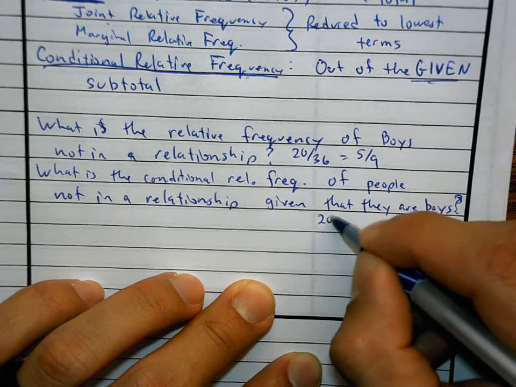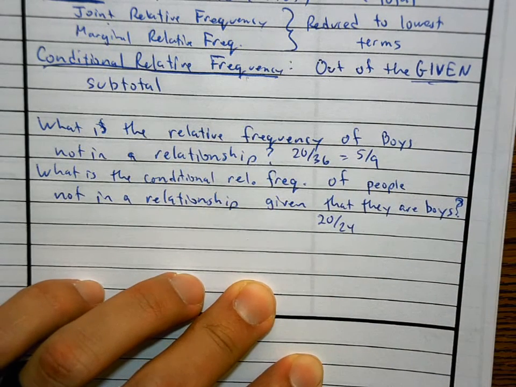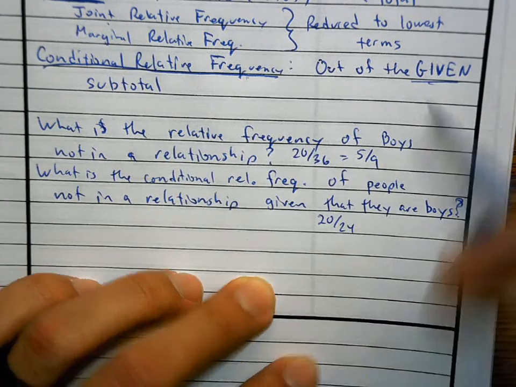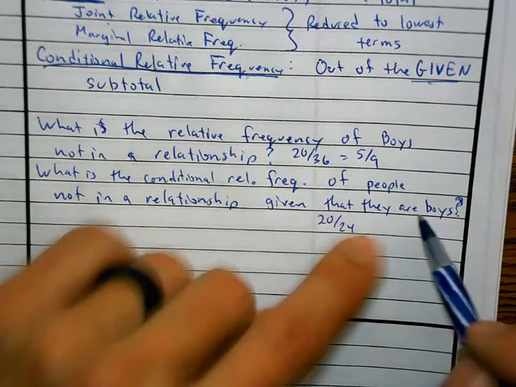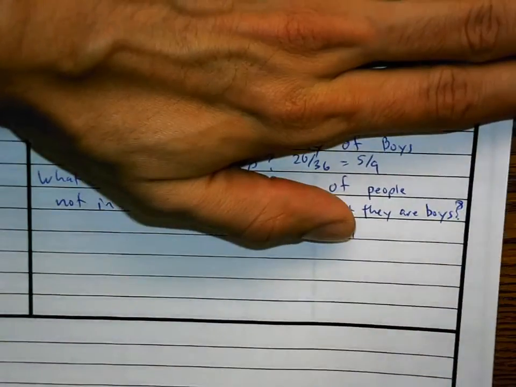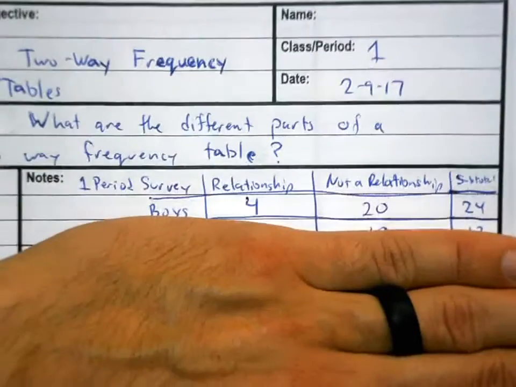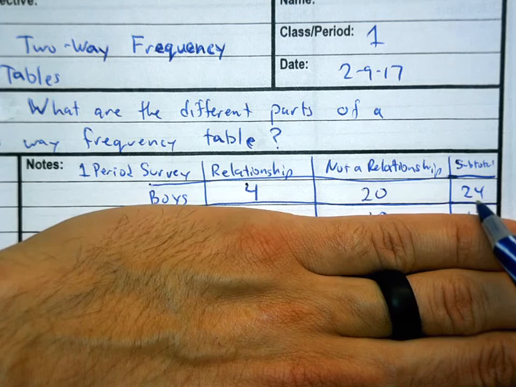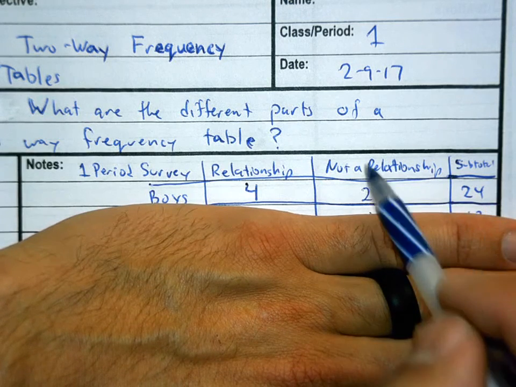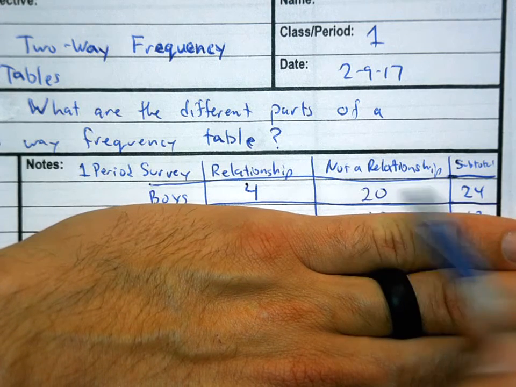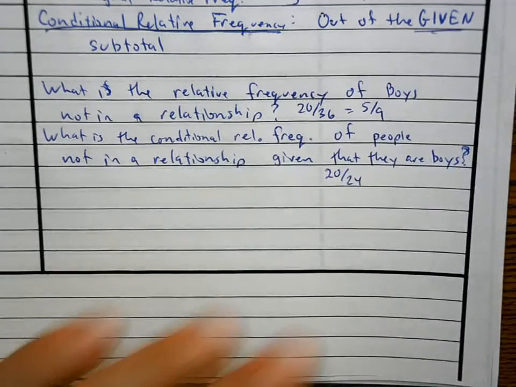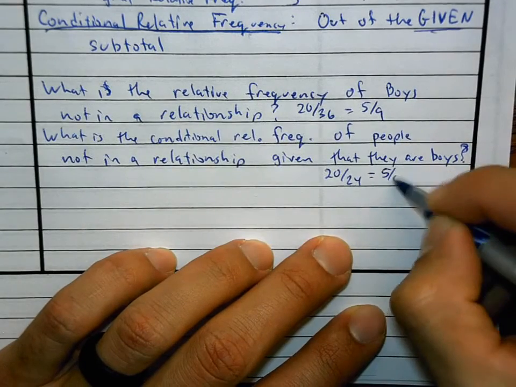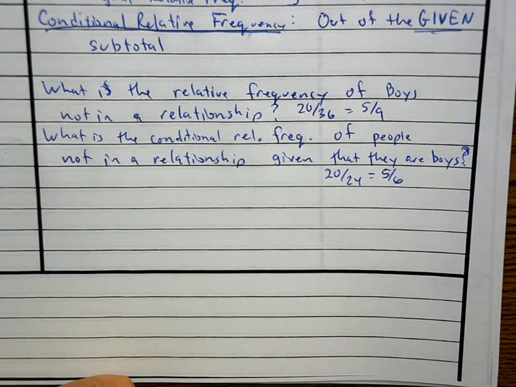20 out of 24 is the non-reduced fraction, because when I say given that they are boys, it's out of the 24. I've got to go back up so you can see it. How many are not in a relationship? 20 are not in a relationship compared to the 24. Reduce it. Perfect, or as a decimal is fine. Okay, we're going to stop for your notes right there.